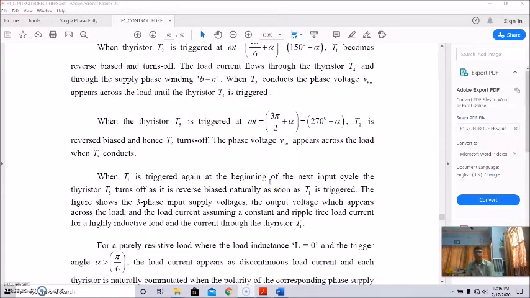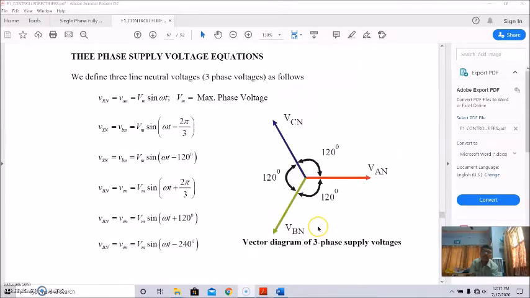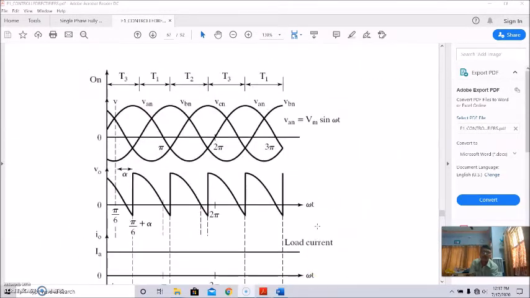So when thyristor 1 is triggered again at the beginning of the next input cycle, thyristor T3 turns off as it is reverse biased naturally as soon as T1 is triggered, and that is shown in the figure. That is the three-phase input supply voltage, the output voltage across the load, and the load current assuming constant and ripple free load current for a highly inductive load, and the current through thyristor T1. So that is shown here. Actually this is the waveform.